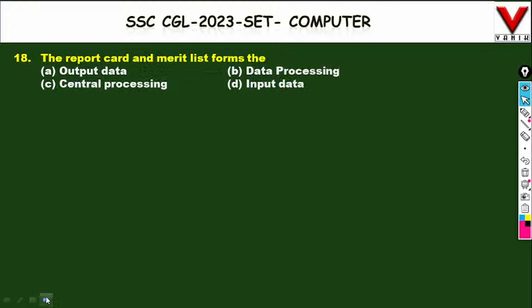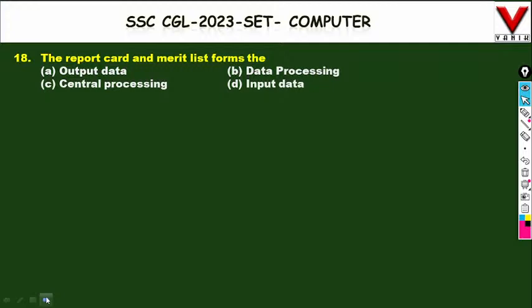Next question. The report card and merit list form the output data, data processing, central processing or input data. So the report card and the merit list, after finishing the processing, will be generated. That is output data. Data processing without processing, the report card and merit list cannot be created.